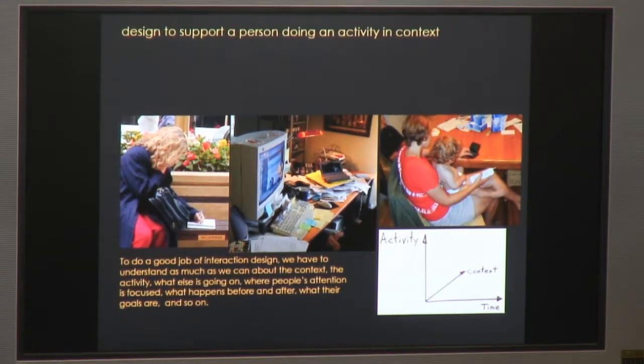Or here's a woman who's trying to use the phone with her son on her lap. So she's got an address book in her left hand and the phone in the right hand. So you can imagine if you're trying to design a user interface for an address book, you may need to design it for this situation where you're splitting attention between both tasks. Or the mobile that you need to use on the go in the real world.